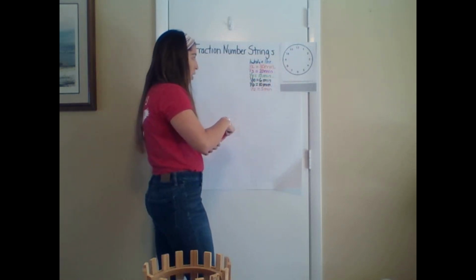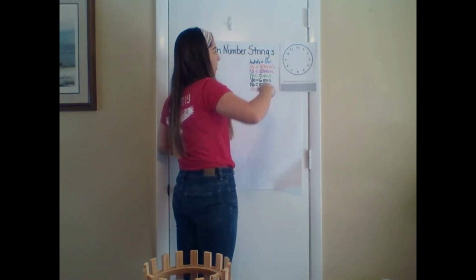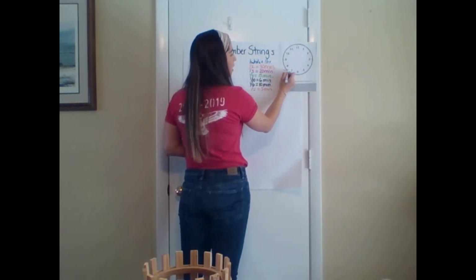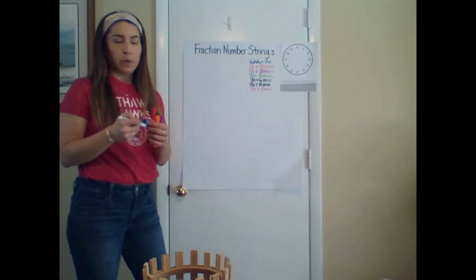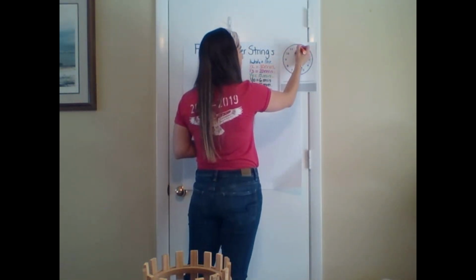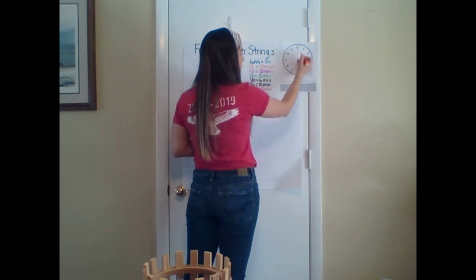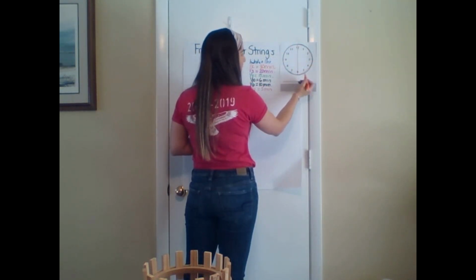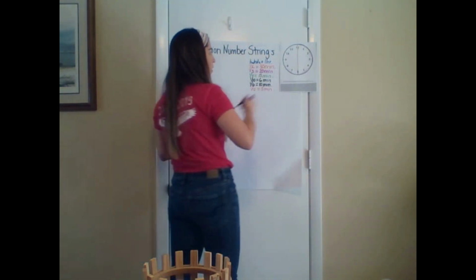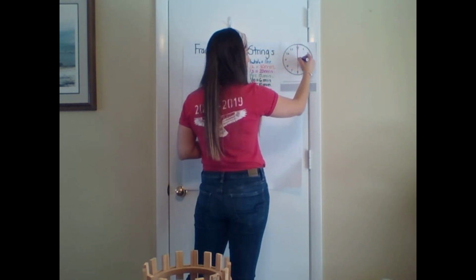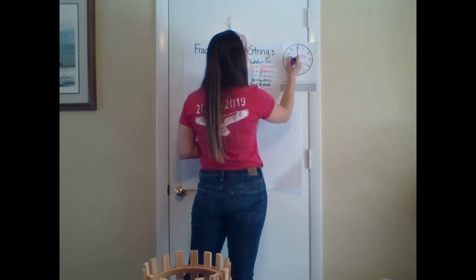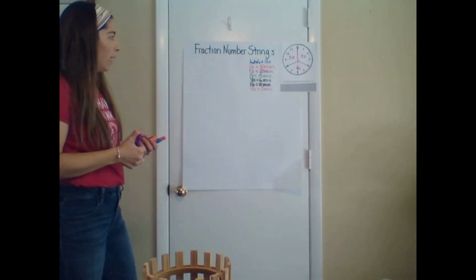So the reason why we know each of these fractions represents this amount of time is because we can use our clock to help us. For example, 1 whole hour would be 60 minutes. So if we go all the way around the clock and we count each of these little lines, there would be 60 of them, which equals 1 whole. For a half, we know that from 12 o'clock to 6 o'clock, it's 30 minutes. For 1/3, there are 3 groups of 20. So you have 20, 20, and 20, which equals 60, or a whole hour.